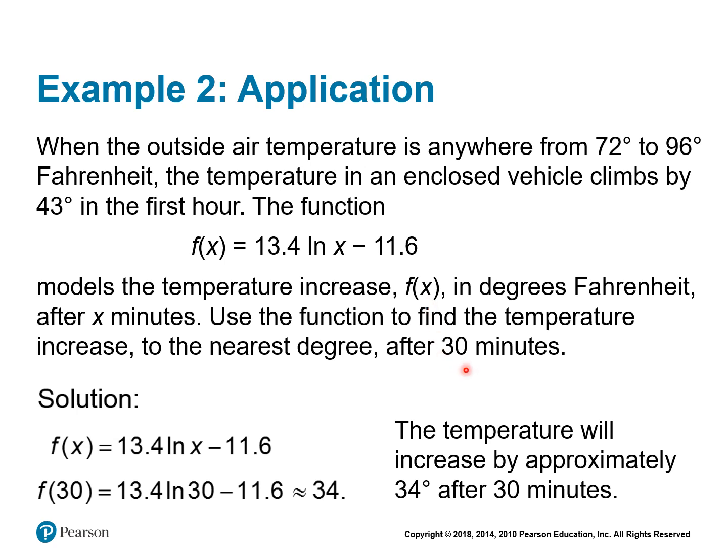So we are just going to plug in 30 into x and calculate this, and we will come up with the corresponding temperature. That's what they've done here in the solutions. They've plugged in 30 into x and evaluated this expression. So 13.4 times ln of 30 minus 11.6 is approximately 34. You have to use your calculator to do this calculation. So it says the temperature will increase by approximately 34 degrees after 30 minutes.